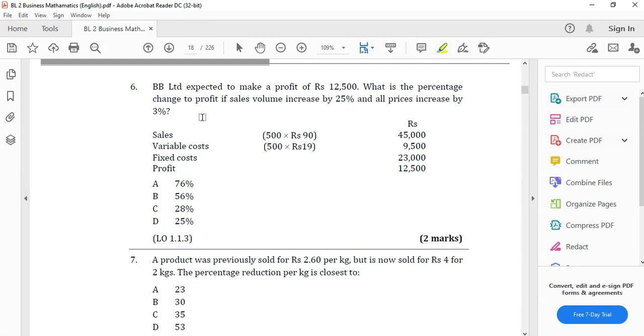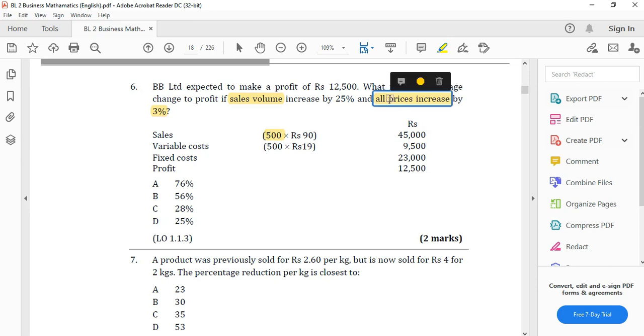So let's read question 6. BB Limited expected to make a profit of 12,500 rupees. They ask, what is the percentage change to profit if the sales volume increases by 25% and all prices increase by 3%? So the sales volume here refers to this quantity of sales, 500.